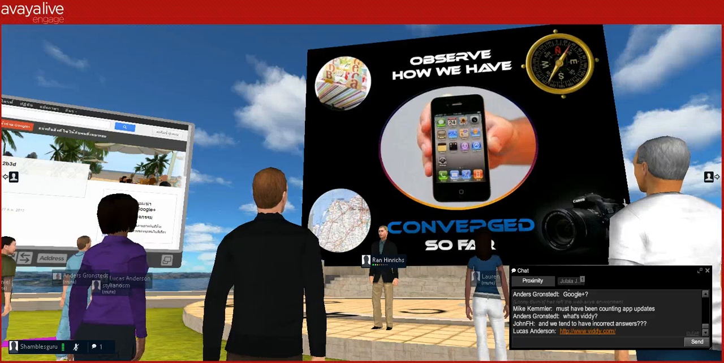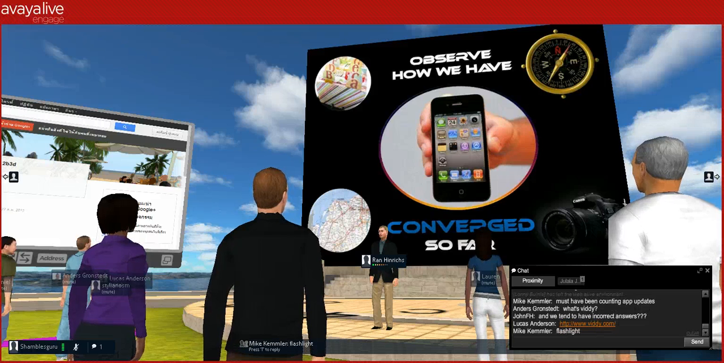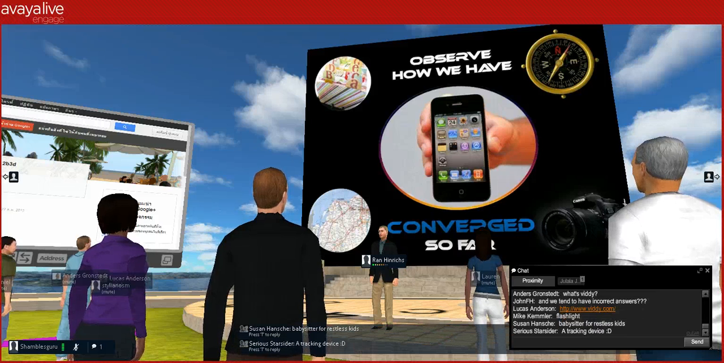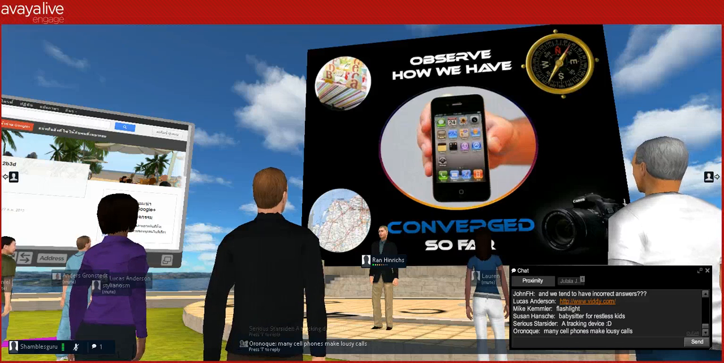It's a Rolodex. It's a compass. It's a map. It's a camera. I mean, what else is it? What application are you using today that you never thought you would be using with your electronic device, babysitter for restless kids, a wonderful tracking device? How are you using it for health? I'm going to take a sip of my coffee while you put some answers in there.